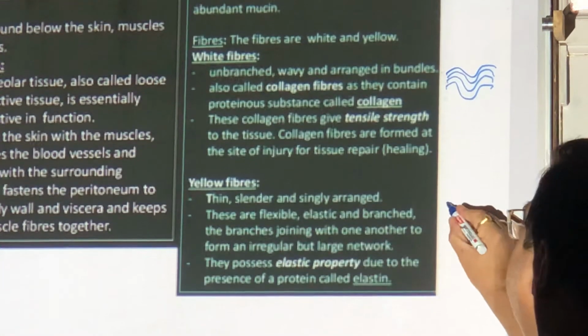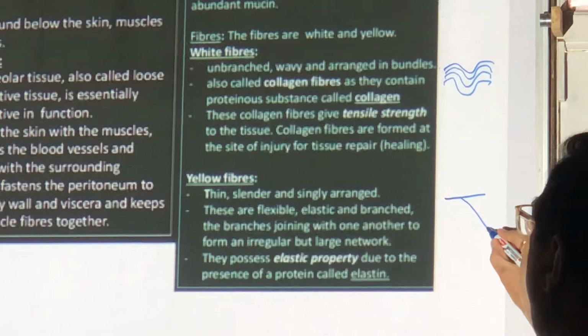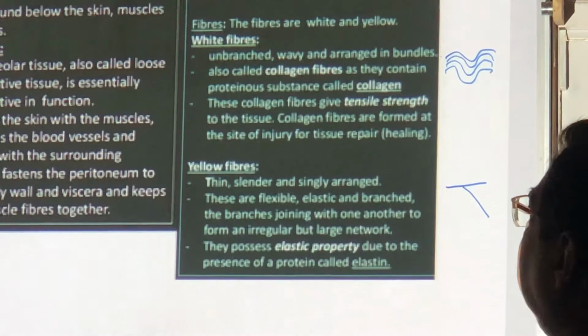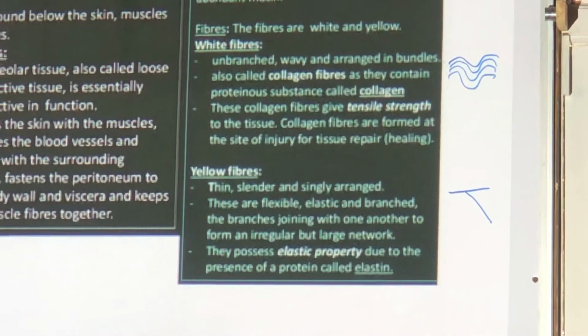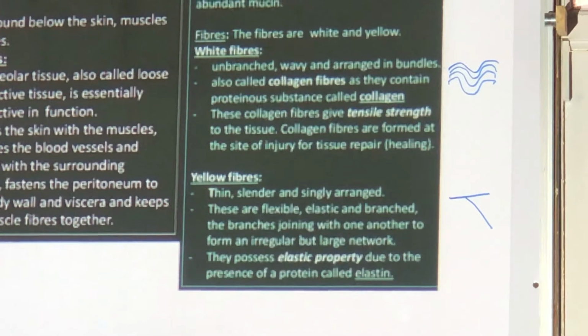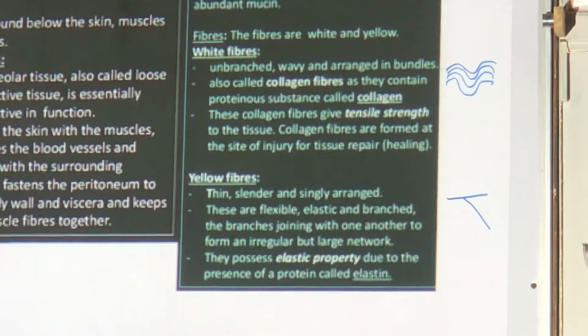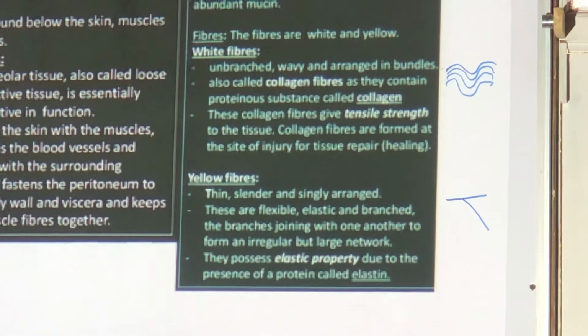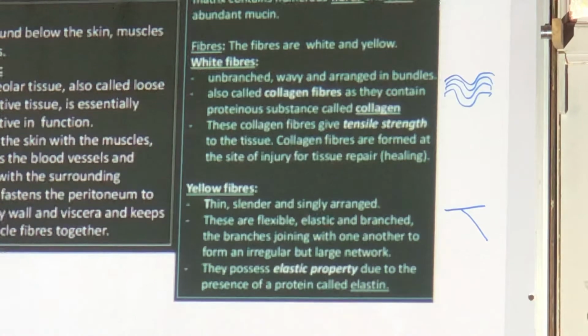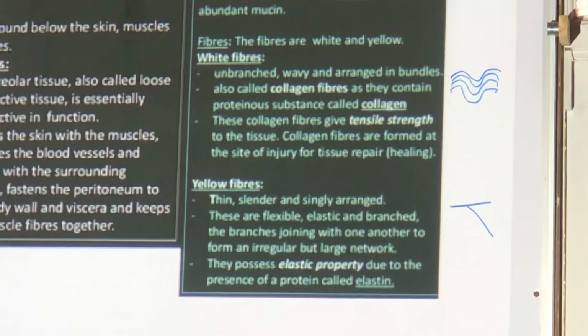Yellow fibers are slender, branched, and flexible, like rubber bands. See how there are two different objects. One is like nylon ropes, thick, which will take a lot of weight, and the second will let you stretch, move, and vibrate, like elastic, like rubber bands. These are the two types of fibers.